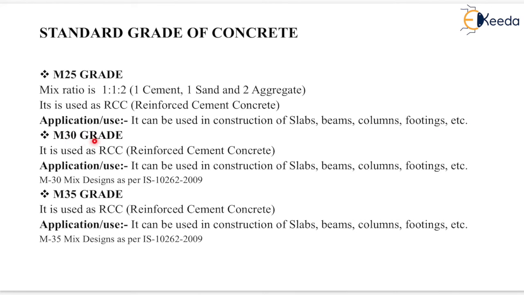Now M30 grade concrete is also known as RCC, and it is also used in the construction of slabs, beams, columns, etc. The proportion of M30 grade concrete can be determined by the mix design as per IS 10262-2009. Now the next grade of concrete is M35 grade concrete. It is also known as RCC, and its application is the same as that of M30 grade concrete, and its proportion can be determined by the mix design.